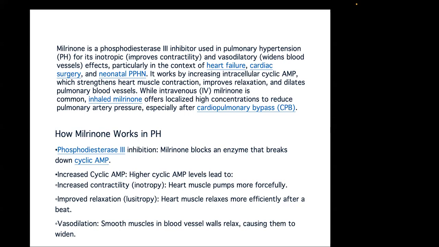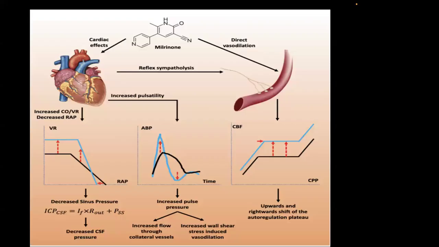How does milrinone work? It is a phosphodiesterase 3 inhibitor. Milrinone blocks the enzyme that breaks down cyclic AMP, thus increasing cyclic AMP. Higher cyclic AMP levels lead to increased contractility, so the heart muscle pumps more forcefully; improved relaxation, so the heart muscle relaxes more efficiently after each beat; and vasodilatation, where smooth muscle in the blood vessel wall relaxes, causing the vessels to widen.